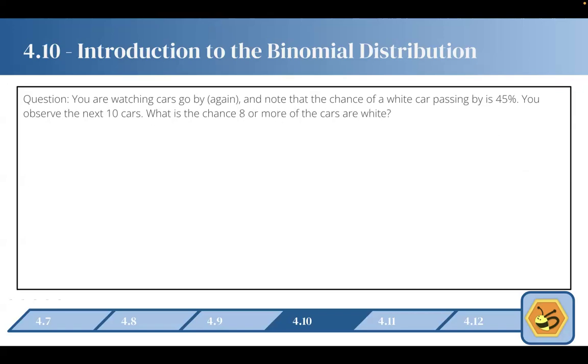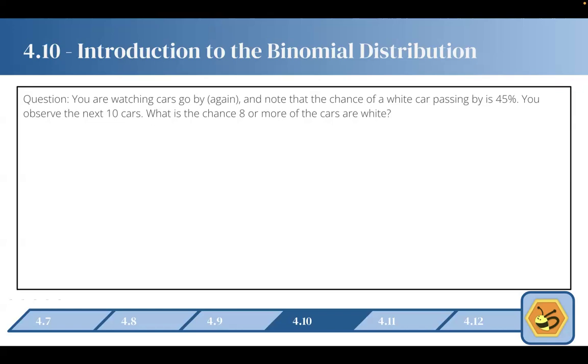All right, so let's try this one. Sorry, this is more of a question that they could ask on an AP exam. You're watching the cars go by again, and note that the chance of a white car is still 45%, and you observe the next 10 cars. So what's the chance that 8 or more of the cars are white?